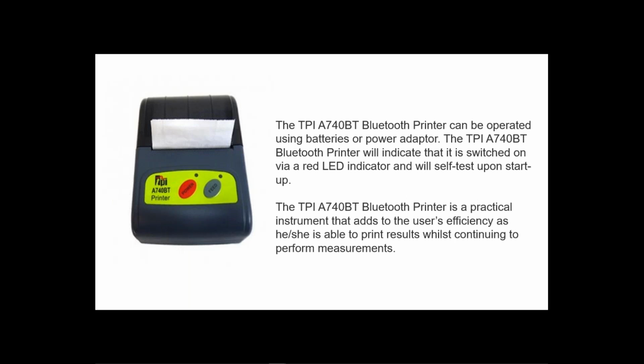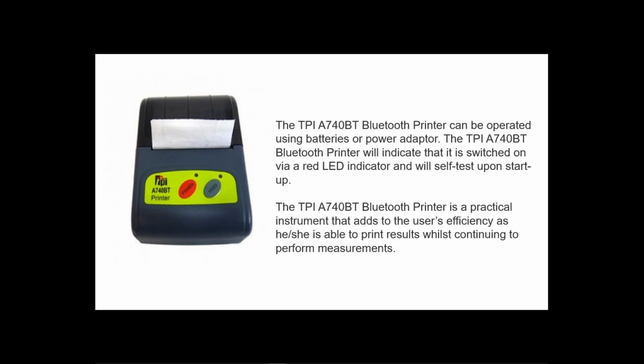The Bluetooth printer is operated using batteries or a power adapter that's included with it. Those are throwaway batteries, disposable batteries. The power adapter, of course, can be plugged into a wall like any other adapter. It'll indicate that it's switched on via a little LED indicator that's on that printer. You'll see that in a moment. And it starts up with a self-test, and that self-test is basically testing the printer's internals all by themselves. Also that you have the paper inserted right, and that your battery percentage or your charge is good enough.